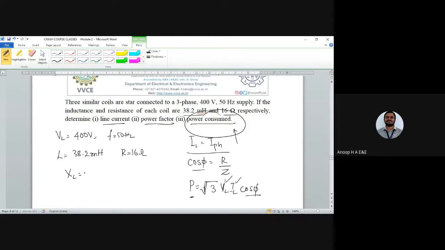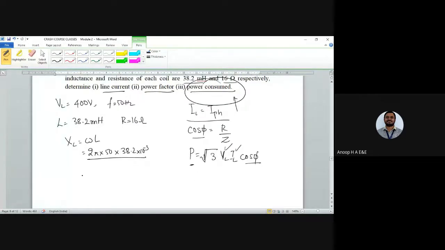So XL would be equal to omega into L, so 2 pi into 50 into 38.2 into 10 power minus 3. That is how you are going to find out what is XL, and Z would be equal to R plus JXL. So that is 16 plus J into XL.